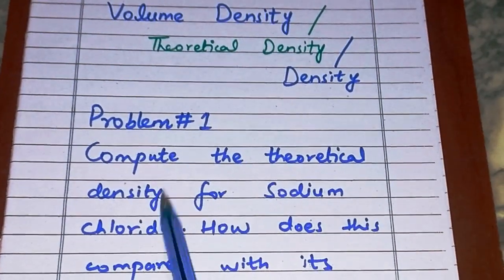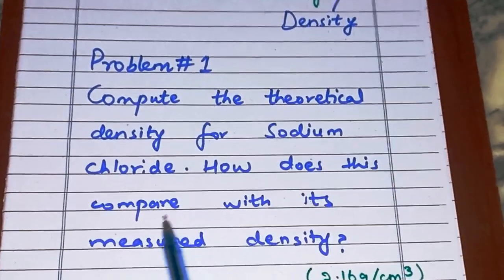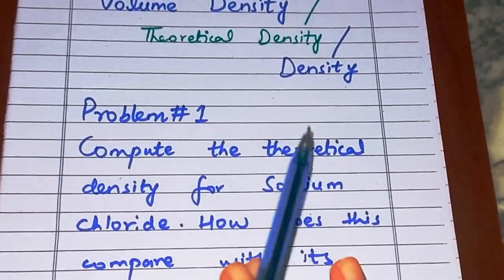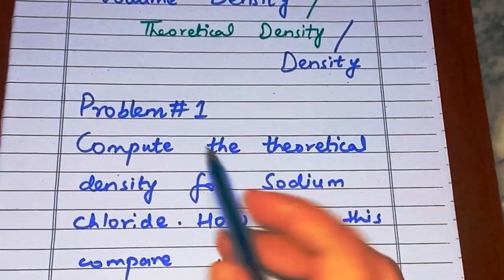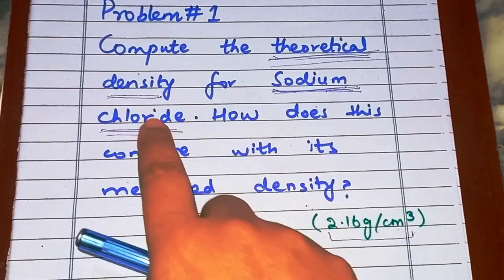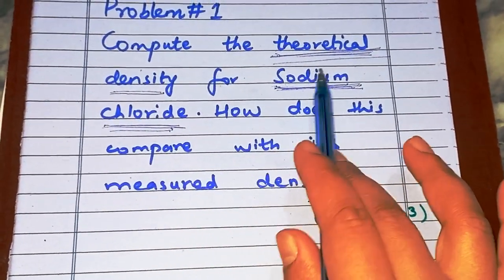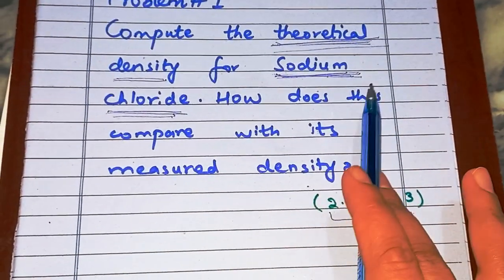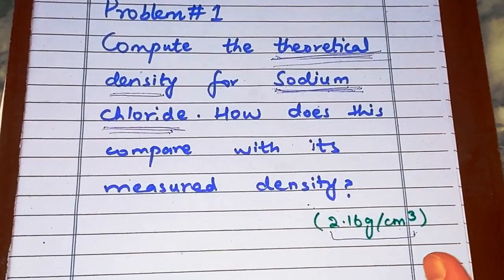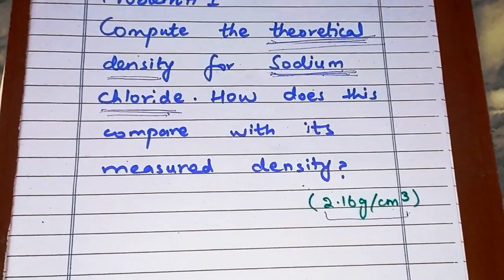The statement says: compute the theoretical density for sodium chloride. How does this compare with its measured density? So what we need to do here is compute the theoretical density, which is actually the volume density for sodium chloride. Sodium chloride is the ceramic structure here, and you must know that sodium chloride is the most frequently studied ceramic structure in solid state physics, chemistry, physics, and everywhere.